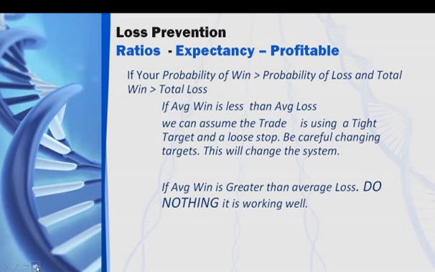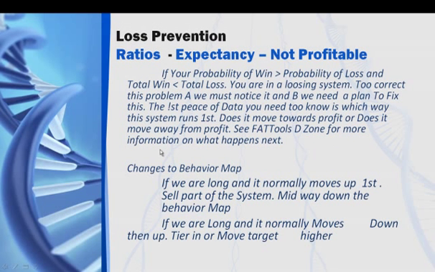But here's where we get into the problem. Okay, we'll switch the slide. If your probability of win is greater than your probability of loss, and the total dollar amount lost is greater than the total winning amount, you're losing. You're in a losing system. Okay, so to correct this problem, we must A, notice it, and B, we need to plan to fix this.